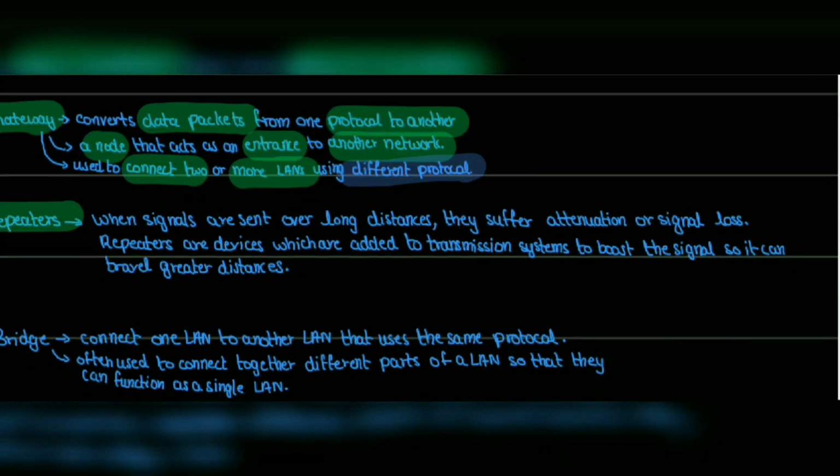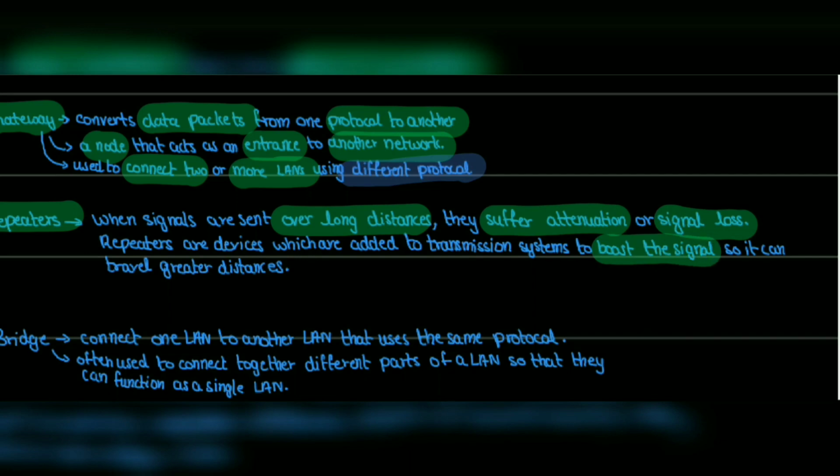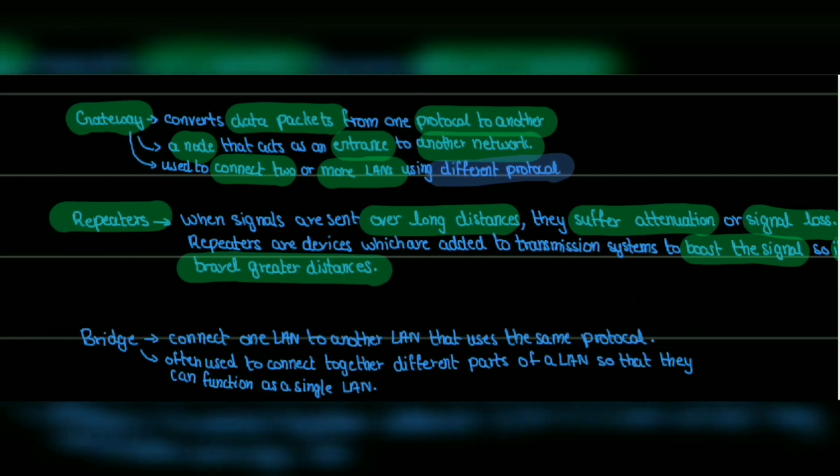Repeaters. When signals are sent over long distances, they suffer attenuation, which means signal loss. Repeaters are devices added to a transmission system to boost the signal as it travels, so it can travel a greater distance. It boosts the signal. This is what a repeater is for.